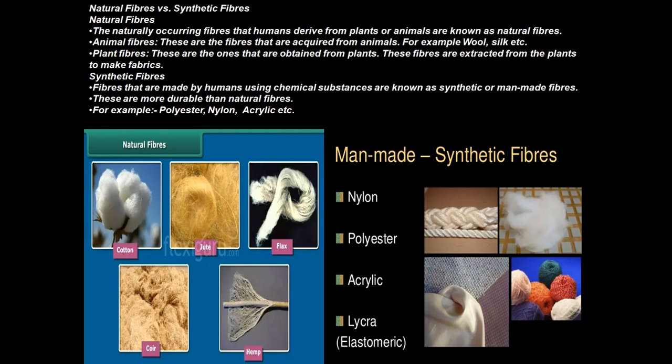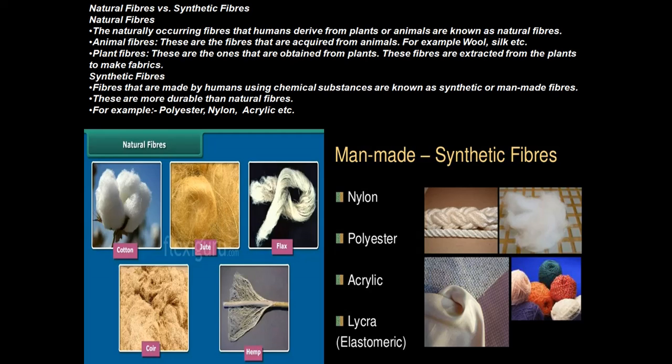Natural fibers. The naturally occurring fibers that humans derive from plants or animals are known as natural fibers. Animal fibers and plant fibers are both examples of natural fibers. Animal fibers are the fibers that are acquired from animals.